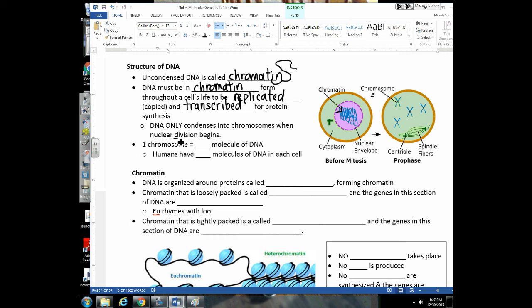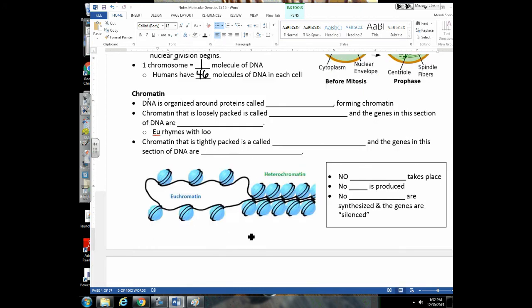Something else to emphasize is that one chromosome is actually one molecule of DNA. So we say that we have 46 chromosomes, or we can also say we have 46 molecules of DNA. Now I want to focus more on chromatin. And you can see here that I have chromatin down here. And chromatin is just DNA that's organized around these proteins that we've talked about before called histones. So here's the histones. And this whole picture down here would be showing you DNA in chromatin form. And you can see that the DNA in chromatin form can be more loosely coiled or more densely coiled. Now the chromatin that is loosely packed is called euchromatin.